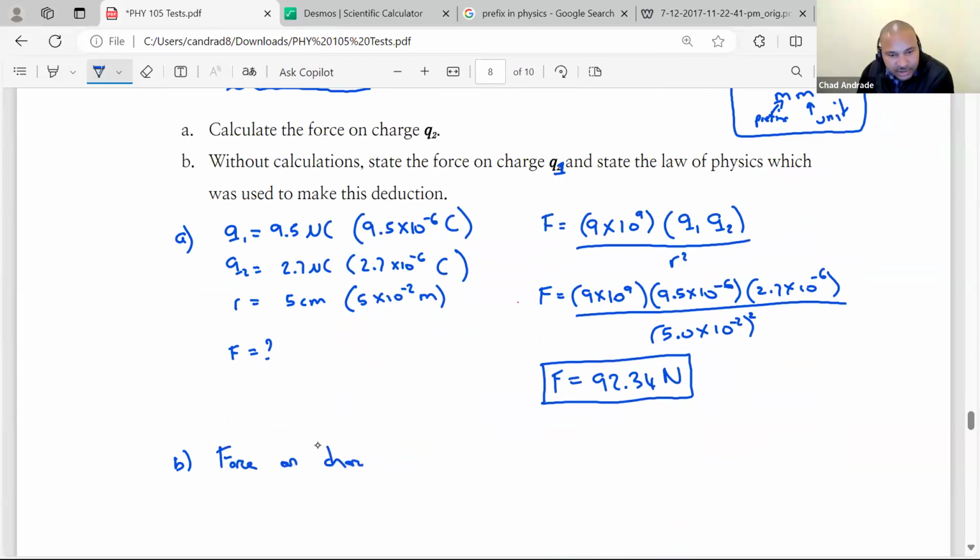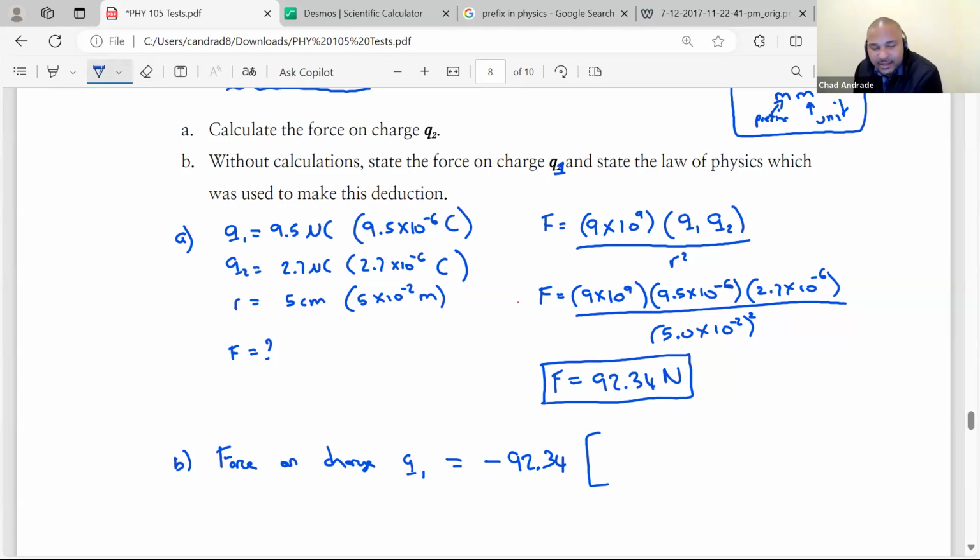But without doing any calculations, I could state that the force on charge Q1 is equal to minus 92.34. And you guys tell me, how do I know that? How am I sure that it's minus 92.34? There's a law in physics that tells me that this is the case. What law of physics is it? Oh, that's a good question.